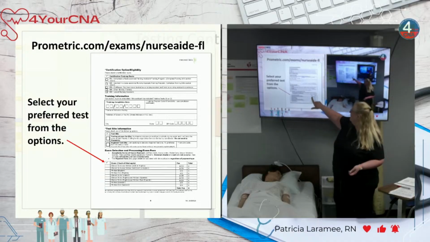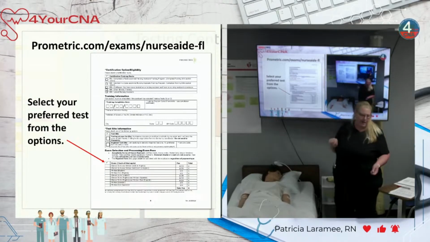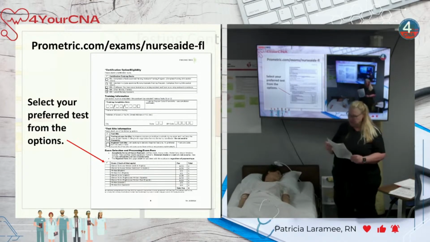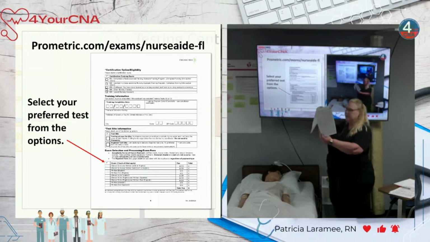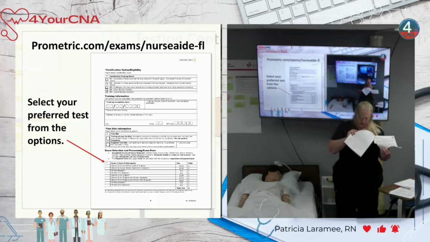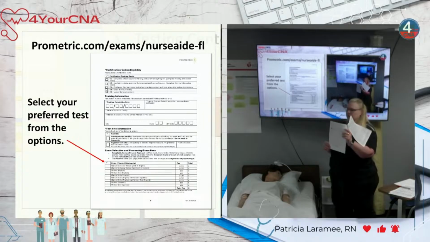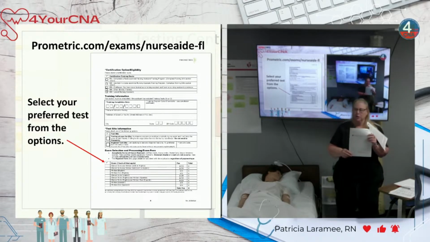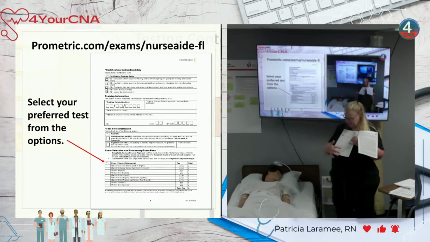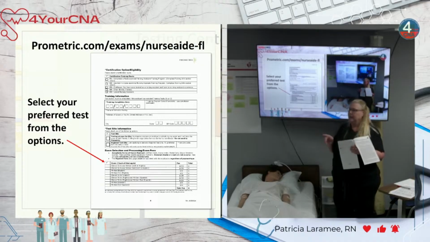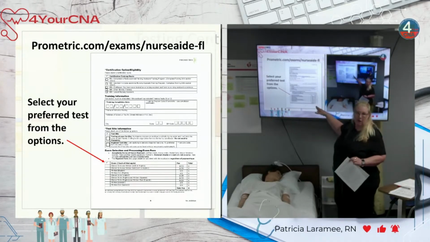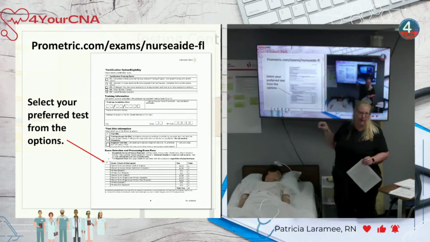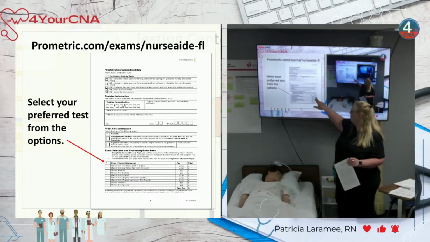Our fee is $155, and we have to pay that when we register. So if you send this paper application in, the very last page back here gives us a place to write our credit card information in. You can also pay by money order or cashier's check. There's a place for that as well. If you're doing the online application, it has to be a debit or credit card. Okay? But that's how much we're going to pay.